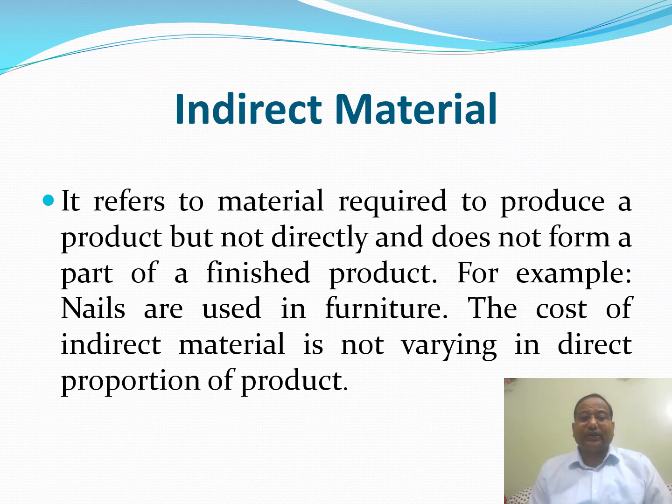It refers to materials required to produce a product but not directly and does not form a part of finished product. For example, nails are used in furniture, but they are not visible in furniture. The cost of indirect material is not varying in direct proportion of product. It means that there is no direct relation with indirect material and output.